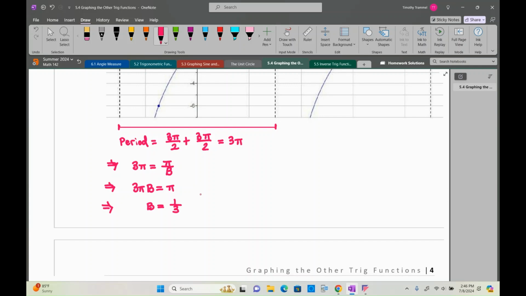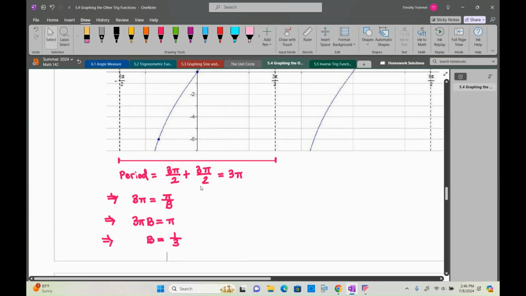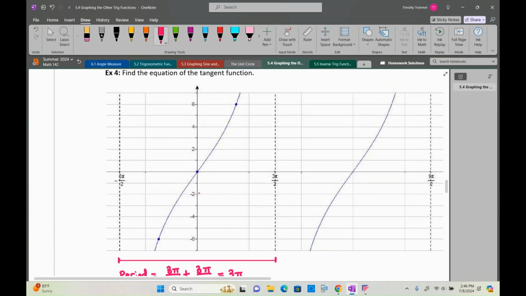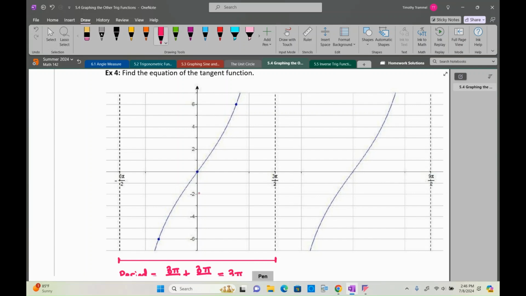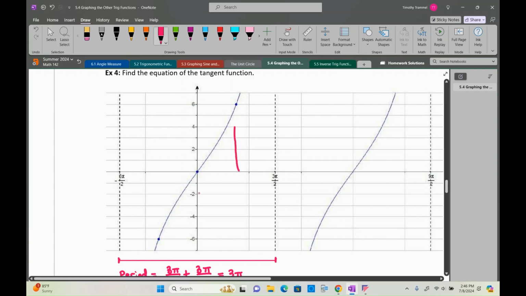Let's see if there are any other transformations that have been done here. So for one, you can see these points right here and right here. Normally, those are going to be at 1 and minus 1, but they have been stretched quite a bit. This has been stretched by a factor of 6. So what that tells me is that a is equal to 6.